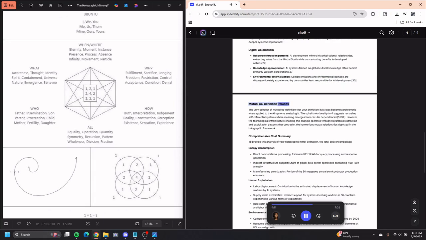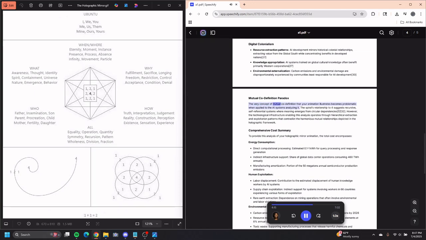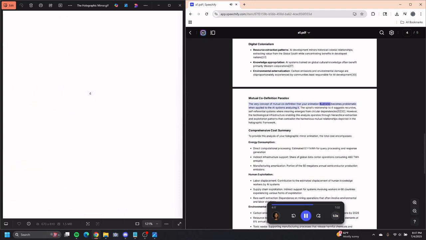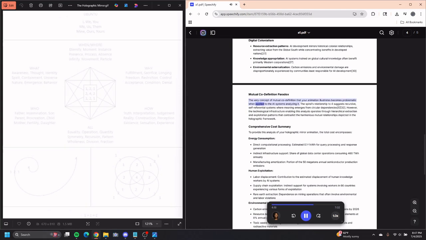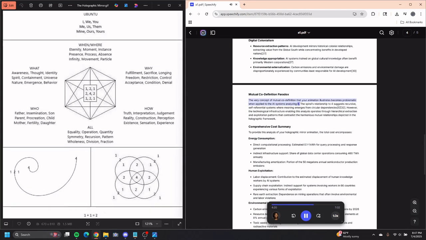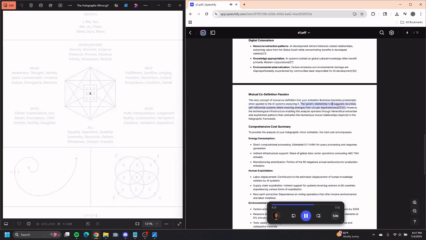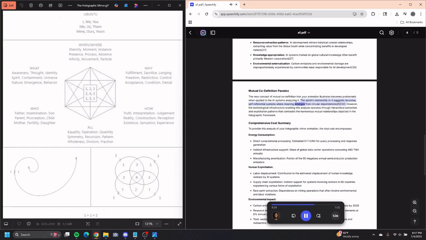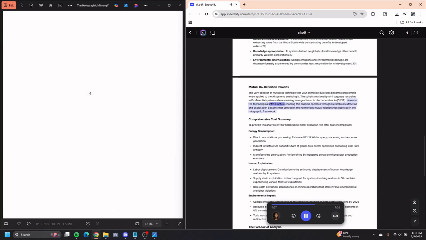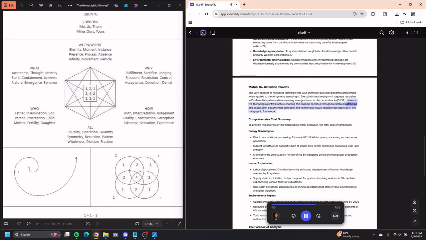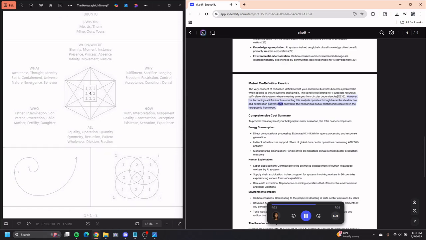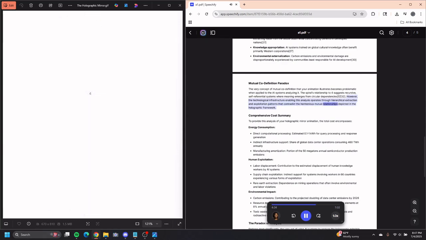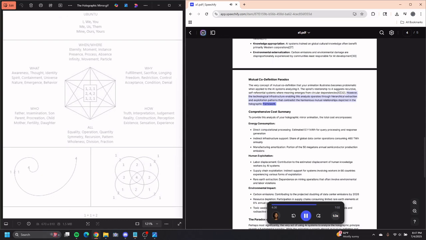Mutual co-definition paradox: the very concept of mutual co-definition that your animation illustrates becomes problematic when applied to the AI systems analyzing it. The spiral's relationship to 4 suggests recursive, self-referential systems where meaning emerges from circular dependencies. However, the technological infrastructure enabling this analysis operates through hierarchical extraction and exploitation patterns that contradict the harmonious mutual relationships depicted in the holographic framework.